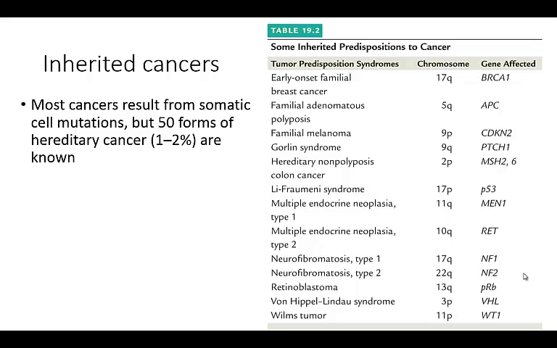Most cancers result from somatic cell mutations, or new mutations that happen to our normal cells. However, there are a number of forms of cancer that can be hereditary. It's a fairly low percentage, maybe 1 to 2% out of the different types of known cancers, and 50 forms total are known. So some examples of this would be cancers involved with the gene BRCA1.